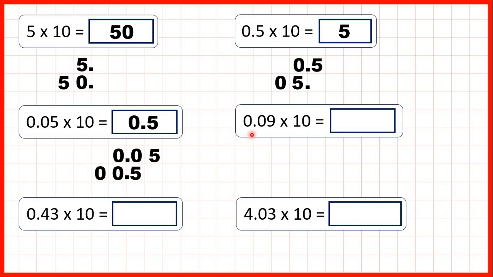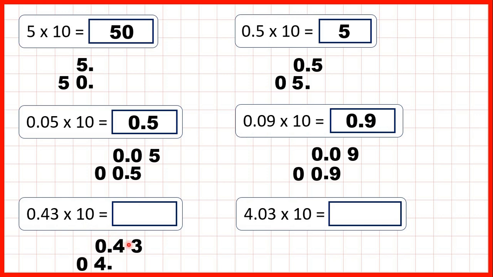So what is 0.09 times 10? Well, we write the number out, copy down the decimal point, and move the digits across 1 square to the left. So our answer is 0.9, because this 0 in our tens we can ignore. Now we have 0.43 times 10. So we write out the decimal, copy down the decimal point, and move the digits across. That gives us 4.3. So finally, we have 4.03.